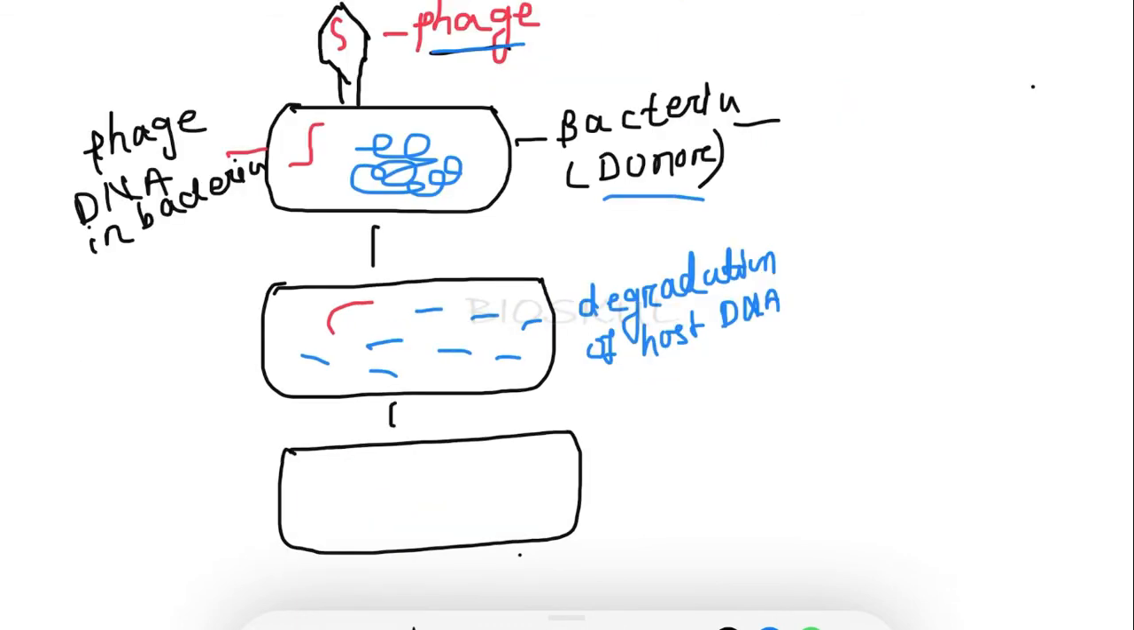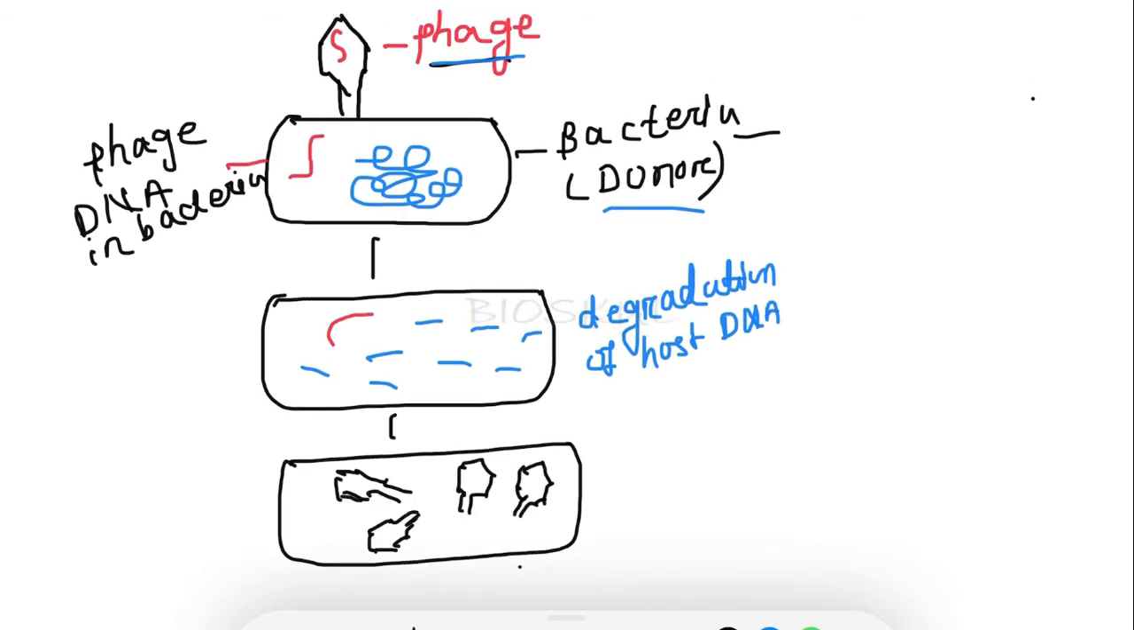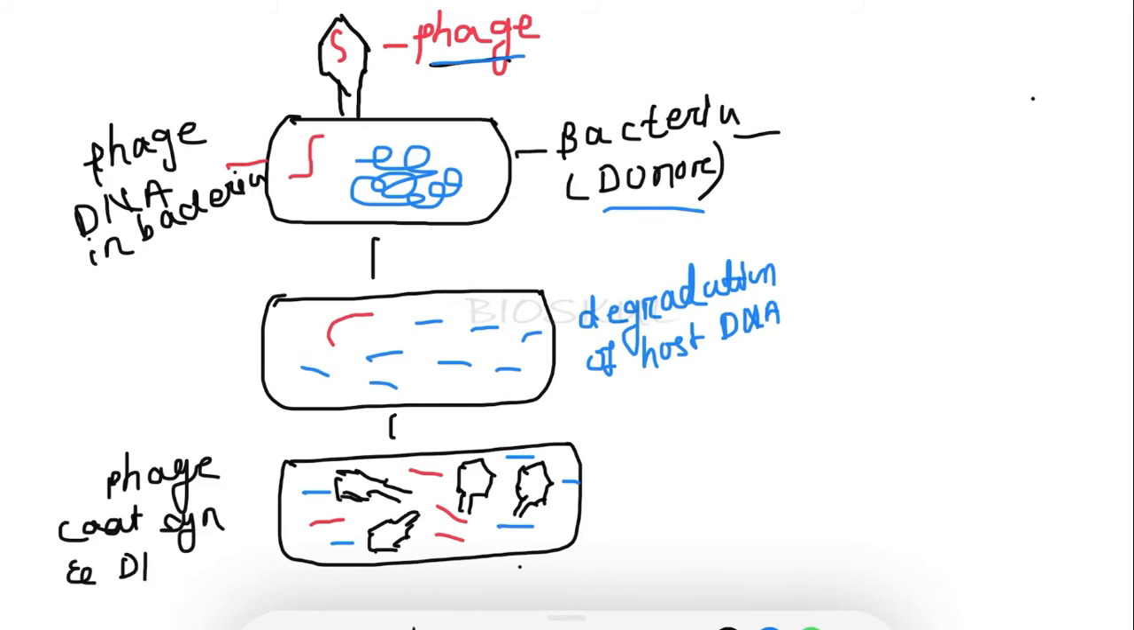Then in the next step, the phage takes over the host machinery. Now the phage coat proteins are synthesized and the phage DNA is also replicated. So there are many copies of phage DNA, and these are the bacterial host DNA. In the third step, phage coats are synthesized and phage DNA is replicated.